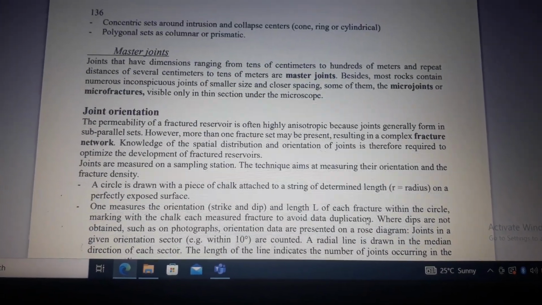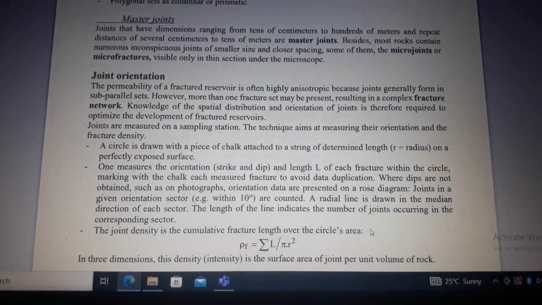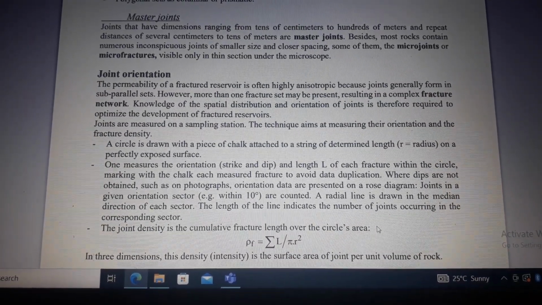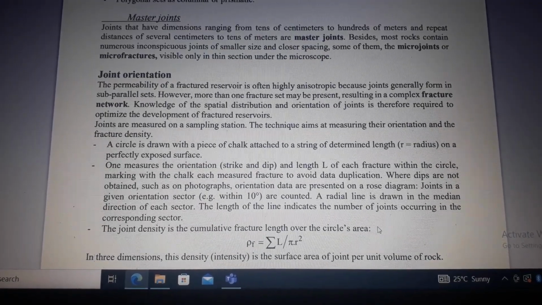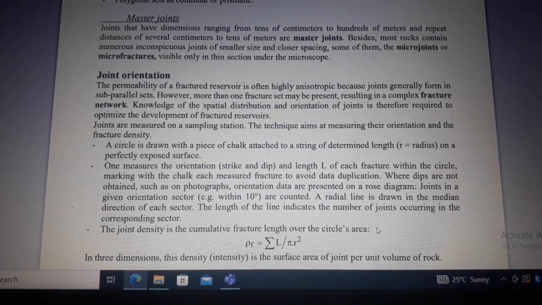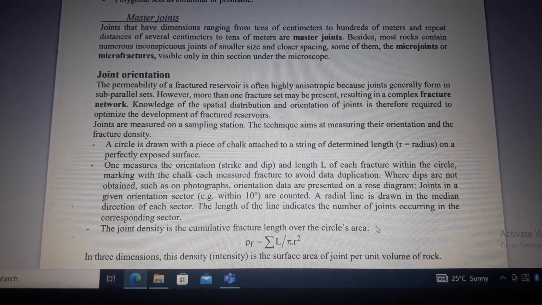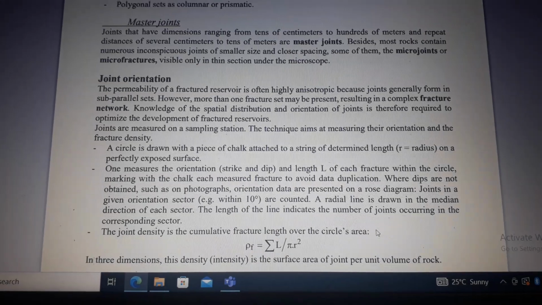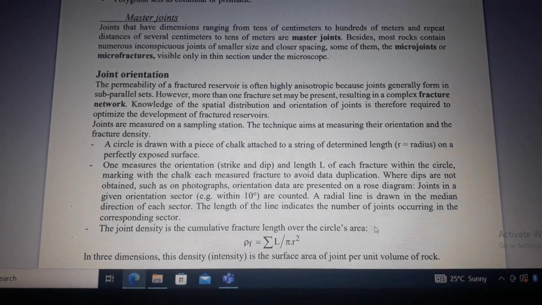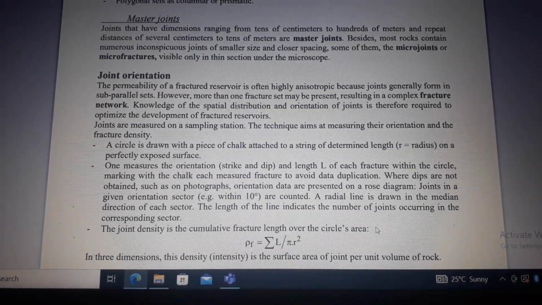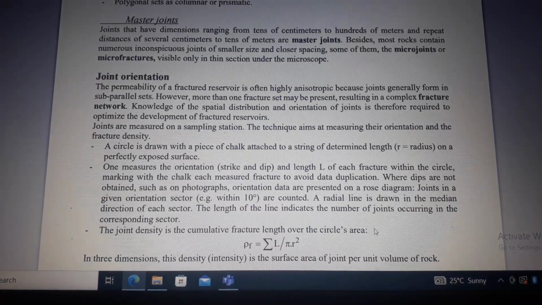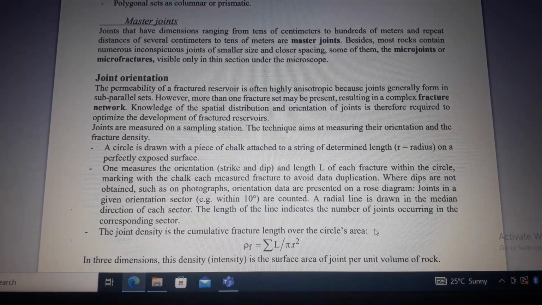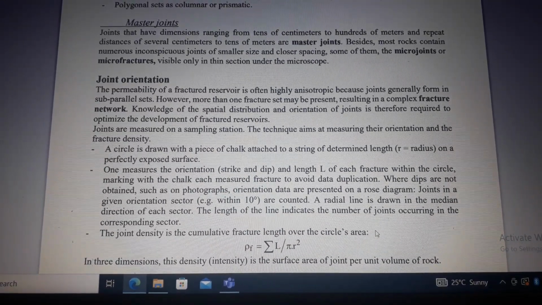Master joints. Joints that have dimensions ranging from tens of centimeters to hundreds of meters and repeat distances of several centimeters to tens of meters are master joints. Besides, most rocks contain numerous inconspicuous joints of smaller size and closer spacing. Some of them, the microjoints or microfractures, are visible only in thin section under the microscope.